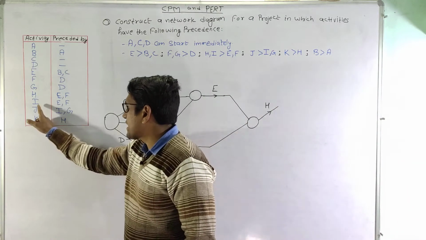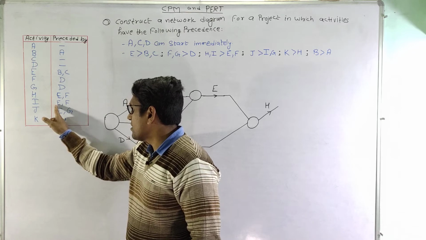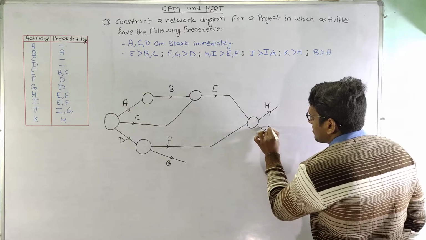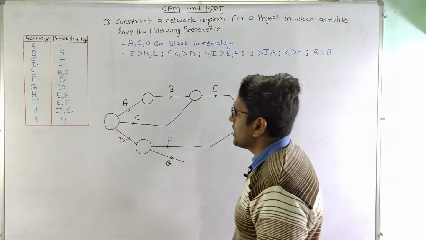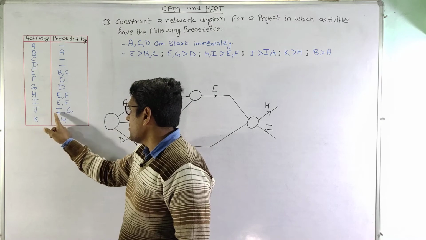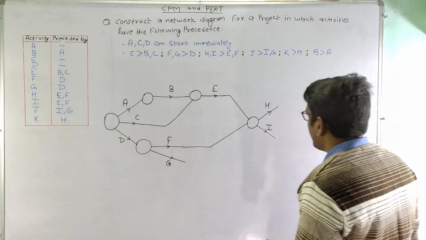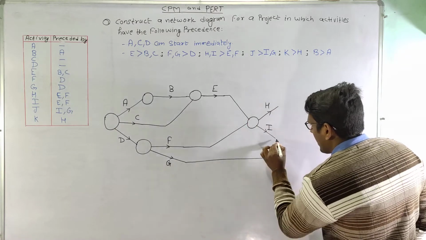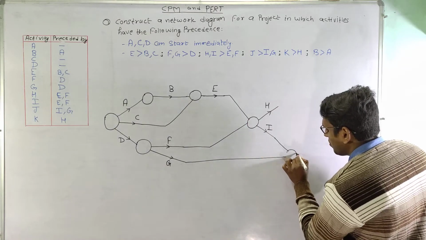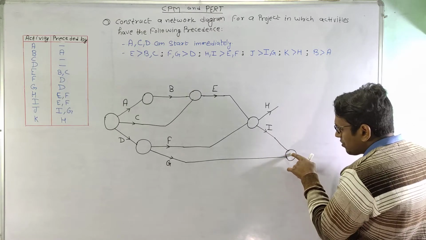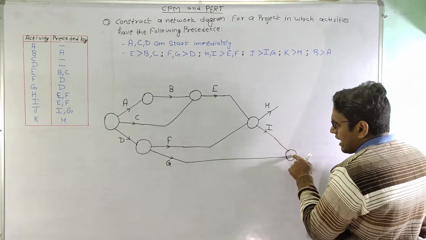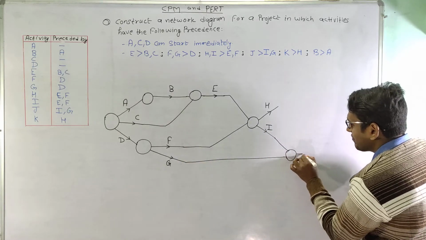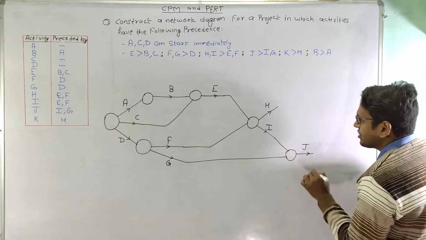Similarly, we can see that activity I is also started from E and F. So activity I can also be started here. So this is activity I. Now activity J starts from I and G. So we will converge these two activities to the same node here. So at this node we can see that activity I and activity G are completed. So we can start activity J from here. So this is activity J.